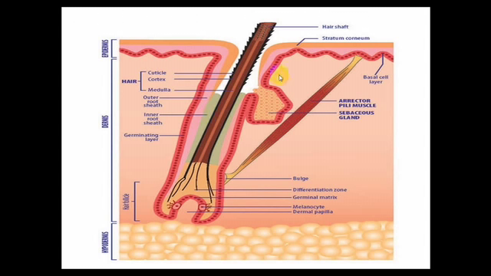While the hair shaft, here is the hair shaft, is composed of a long cylindrical filament that extends through the surface of the epidermis, as we see, and it is composed of the medulla. All these are the medulla, and the cortex, and from outside it is called the cuticle of the hair.